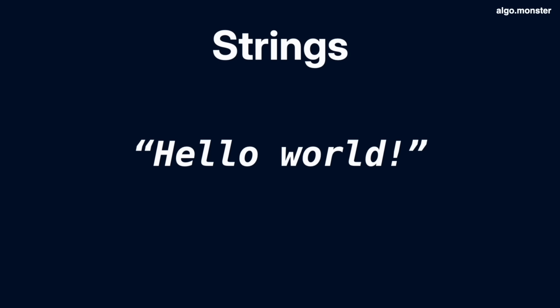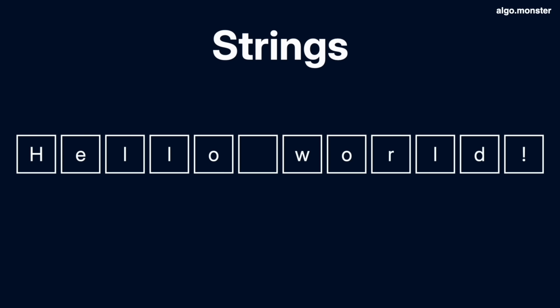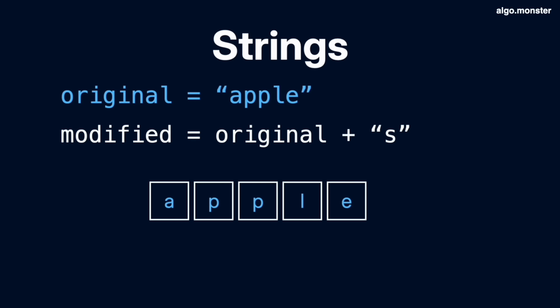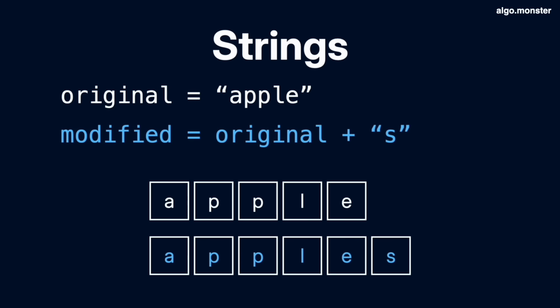Strings are just arrays of characters, but with a few catches. First, in most languages, strings are immutable. That means if you change a string, even slightly, you're not really modifying the original. You're creating an entirely new one under the hood. This has big implications for code efficiency.